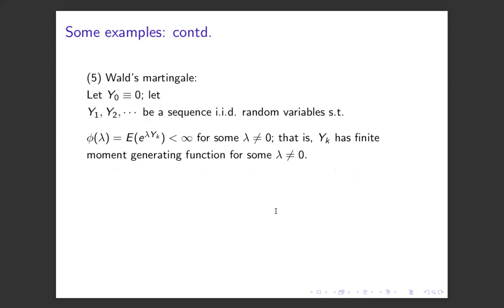The next example is known as Wald's example, Wald's martingale, named after Abraham Wald. So let y0 be 0 and y1, y2, ... a sequence of IID random variables such that the yi's have a moment generating function for some lambda not equal to 0. That means basically, at least on one side, a half neighborhood of 0. Lambda can be positive or negative.